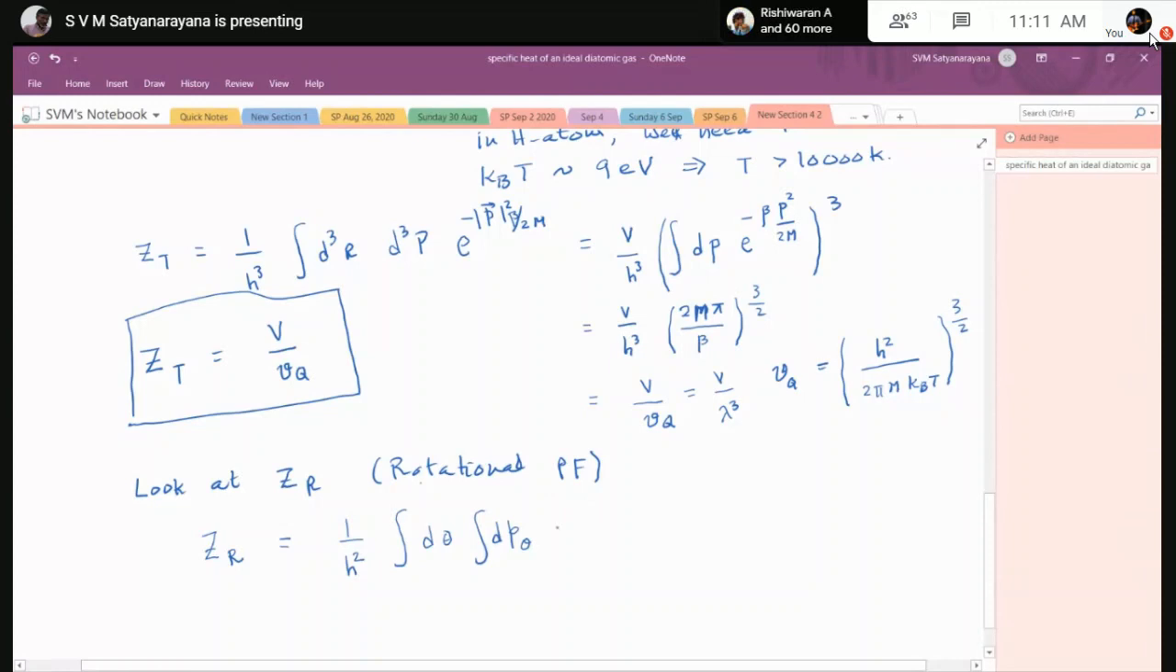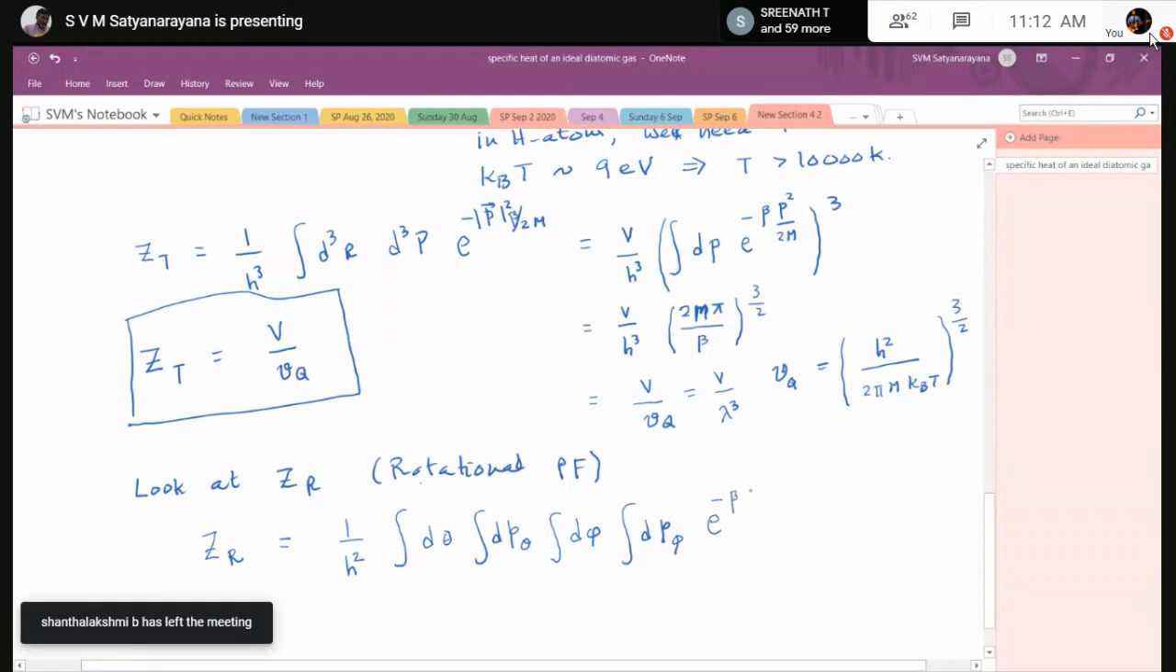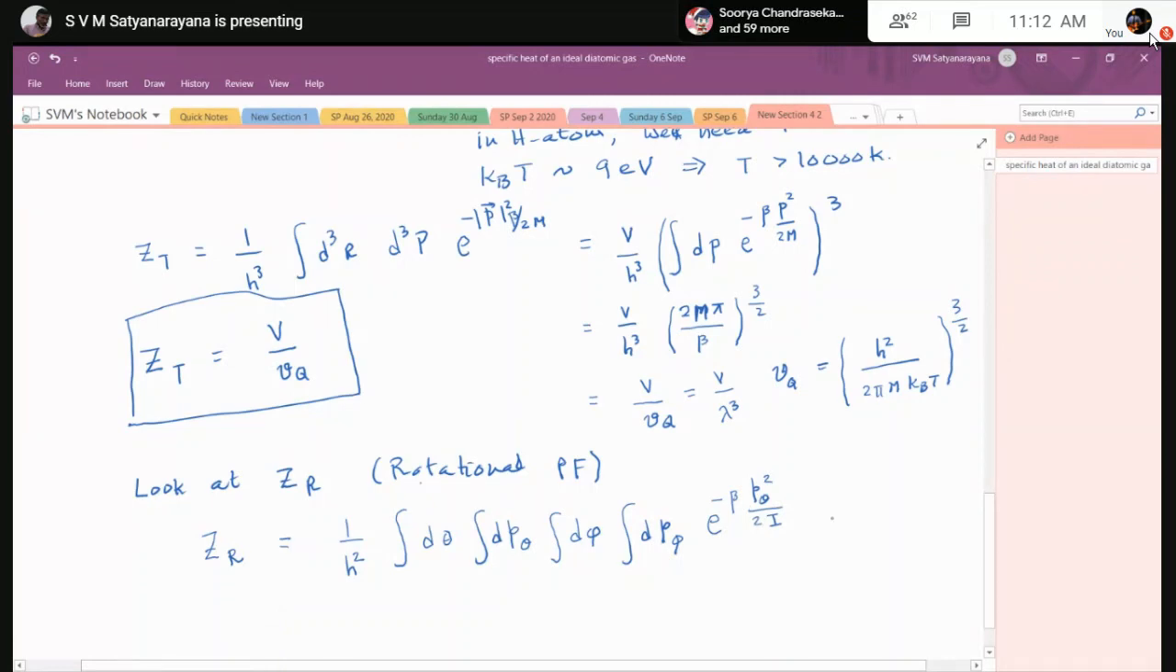And then there is another angle, which I will call phi, and another angular momentum, which I will call p phi. And then the energy factor is simply e to the minus beta p theta square by 2I, into e to the minus beta p phi square by 2I. I is some moment of inertia of the system.